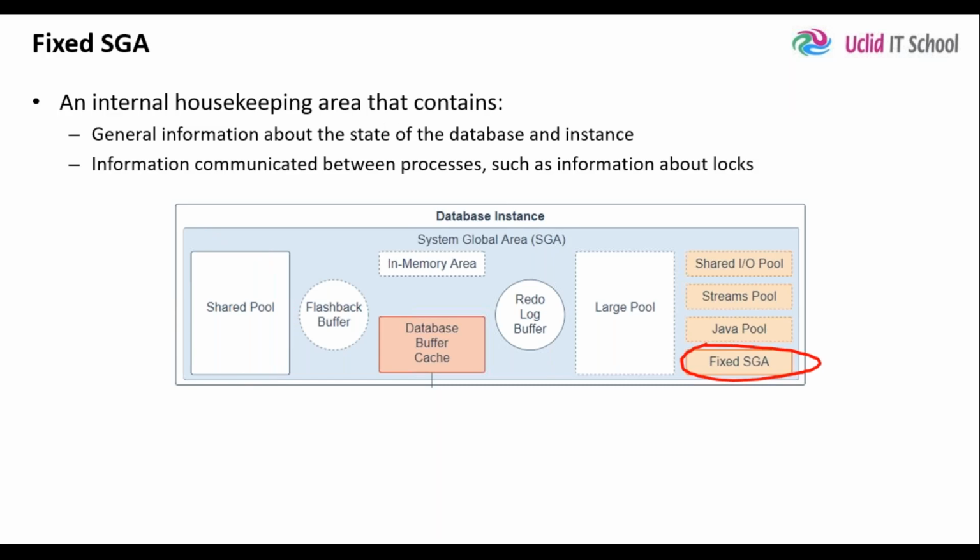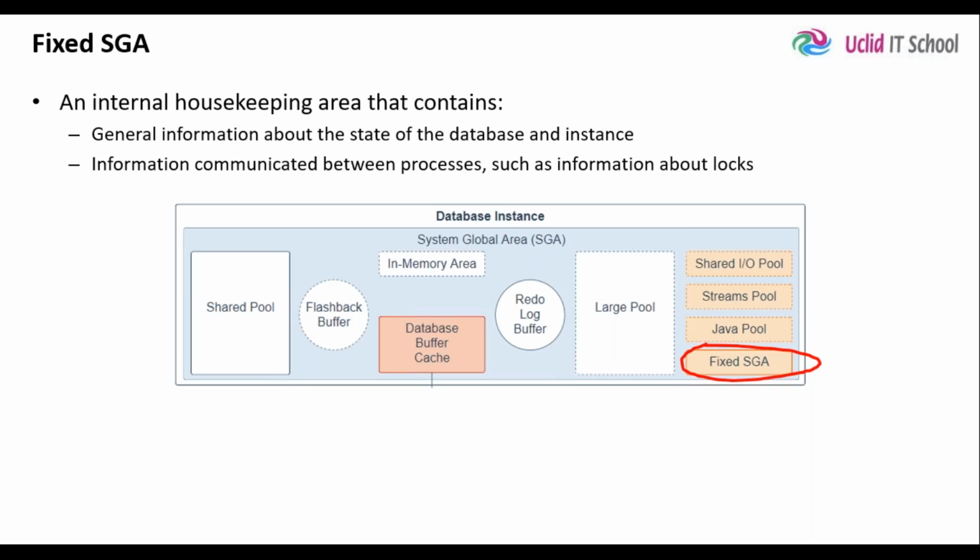Then the next one is the fixed SGA. Fixed SGA, as the name suggests, its size is fixed by Oracle. The DBA cannot change the size. A small portion of the SGA is reserved for internal housekeeping mechanisms. This fixed SGA is used internally by Oracle, and Oracle stores general information about the state of the database and instance, which is required by various processes to perform their tasks, and information communicated between various processes like locks.